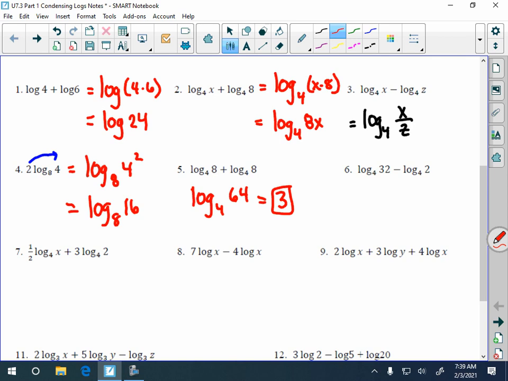All right, number 6. Let's see, subtraction, fraction. So log base 4 of 32 over 2. And that's log base 4 of 16. And then we can simplify this because there is a 4 to a power that equals 16, and that's 2.